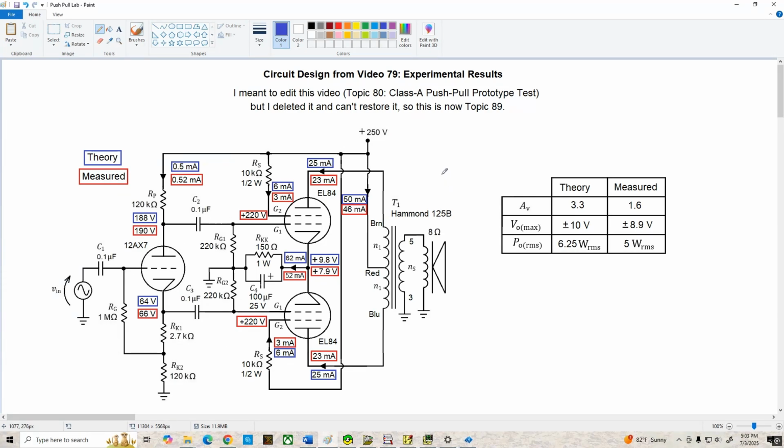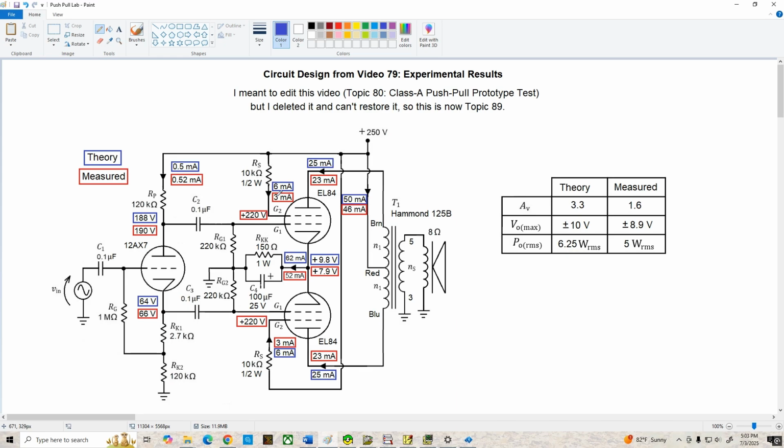So running through the circuit real quickly here, all of the values in blue boxes were the theoretical values that we designed for back in video 79. The red boxes are the values I got from the experimental circuit. Starting at the output here, we can see that our plate current is in pretty good agreement. We got a little bit less than predicted, but it's really not too bad. Our cathode voltage is a little bit lower than predicted. Again, we have slightly different parameters for our tubes than we used in our design value, so that's not unexpected.